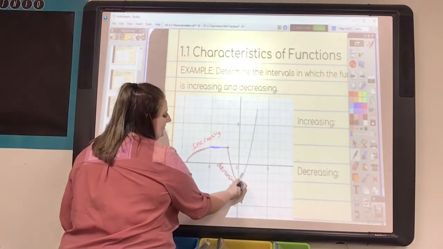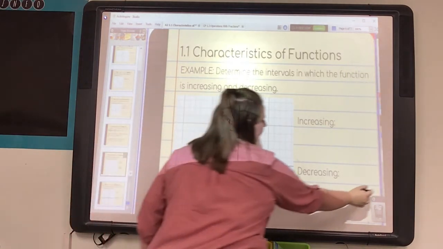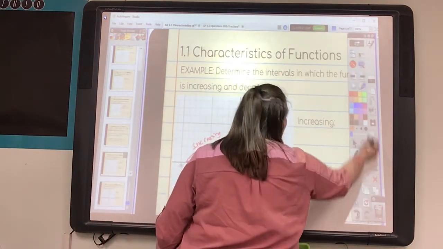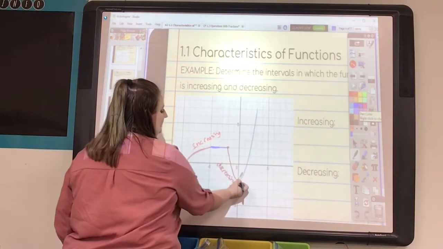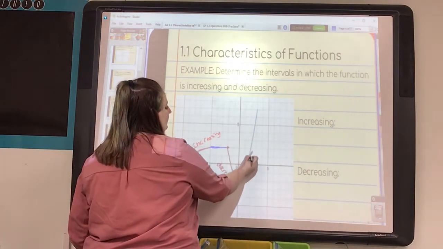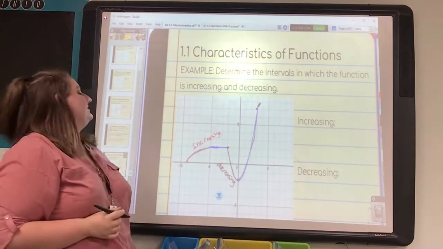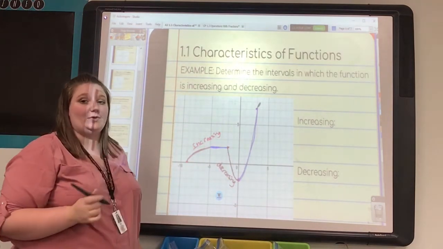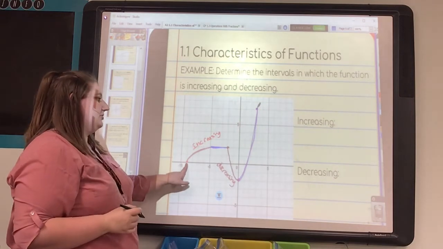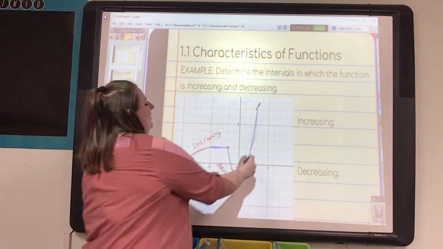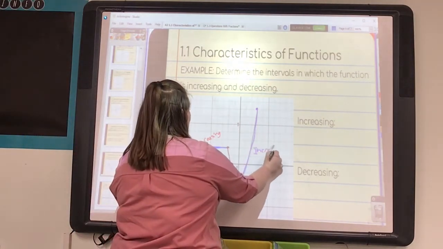From this point, hang on, need a different color. All right, from this point to the end of our graph, my hand continued to move up, so it's continuing to increase. So now we need to go through and find what each of these intervals are that we labeled as increasing and decreasing.